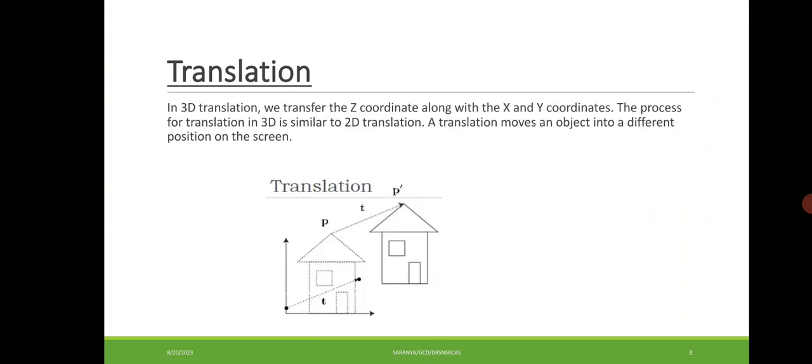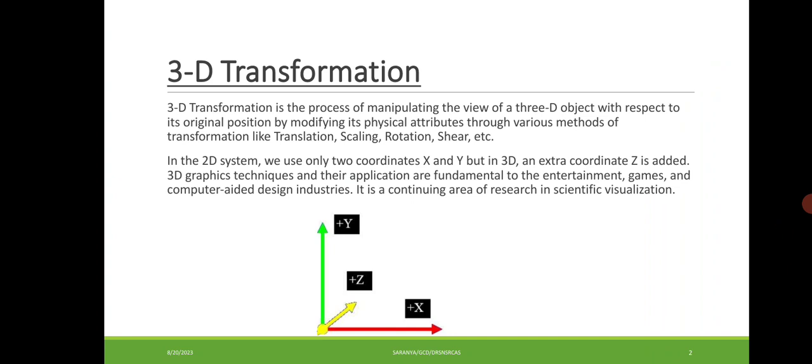The next is the difference between 2D and 3D. In the 3D transformation diagram we have the x-axis, y-axis and z-axis, but in 2D we have only the x and y axes. We don't have z, but in 3D we have three axes, x, y and z. This is the difference between 2D and 3D transformation.